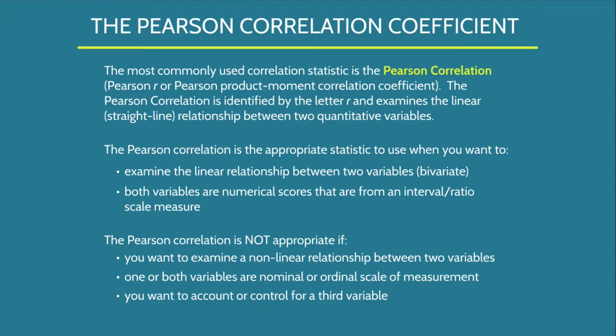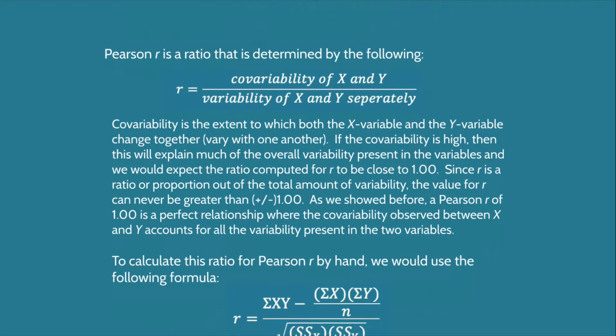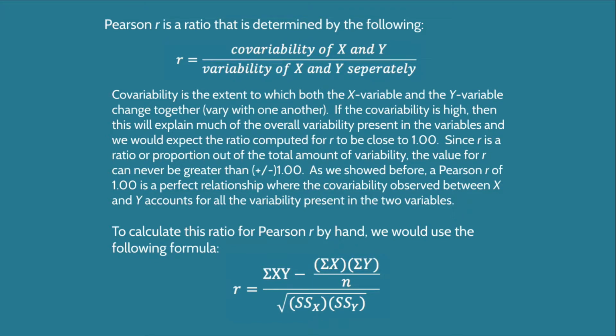The Pearson correlation is not appropriate if you want to examine a nonlinear relationship between two variables, if one or both variables are nominal or ordinal scale of measurement, or if you want to account for or control for a third variable. Pearson R is a ratio that is conceptually determined by taking a measure of the covariability of x and y in the numerator divided by the total amount of variability in x and y separately.